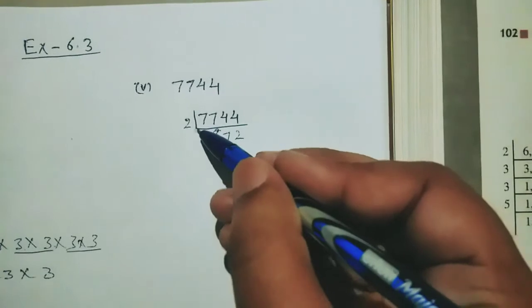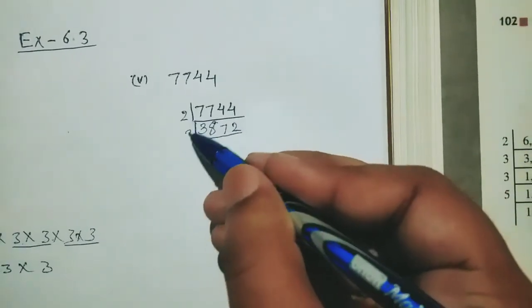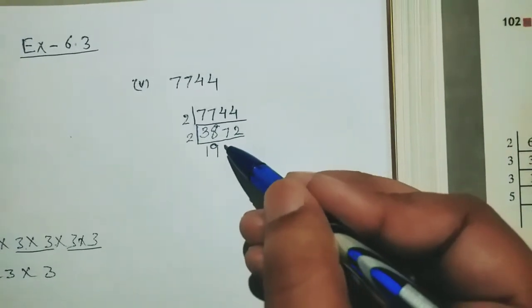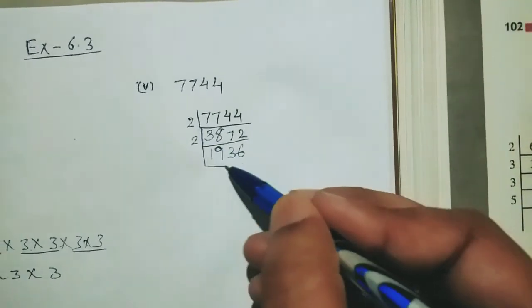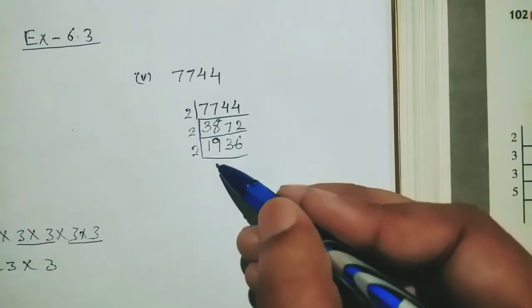Then again we'll divide by 2, because the unit digit is 2 now. So 2 ones are 2, 2 nines are 18. Then 2 threes are 6, 2 sixes are 12. Again it will be divided by what? 2. So 2 nines are 18.